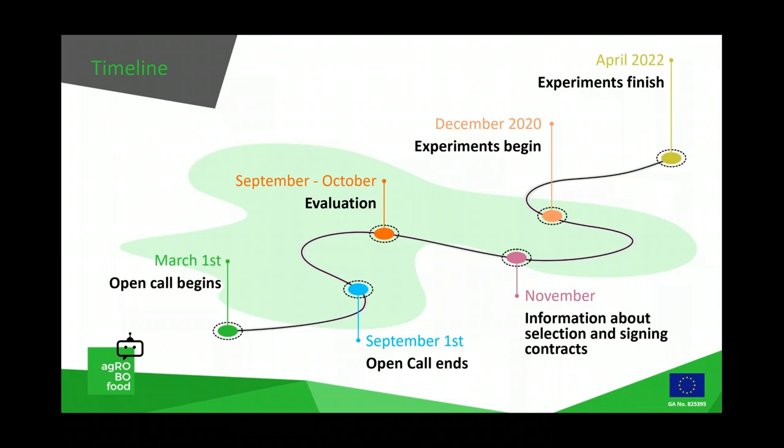The experiments will begin in December 2020 and finish in April 2022, so they will last for quite a while. And I will also talk briefly about the implementation timeline, since we're talking about agri-food value chain, and people tend to get upset about the winter season and summer season. There will be time to cover everything.